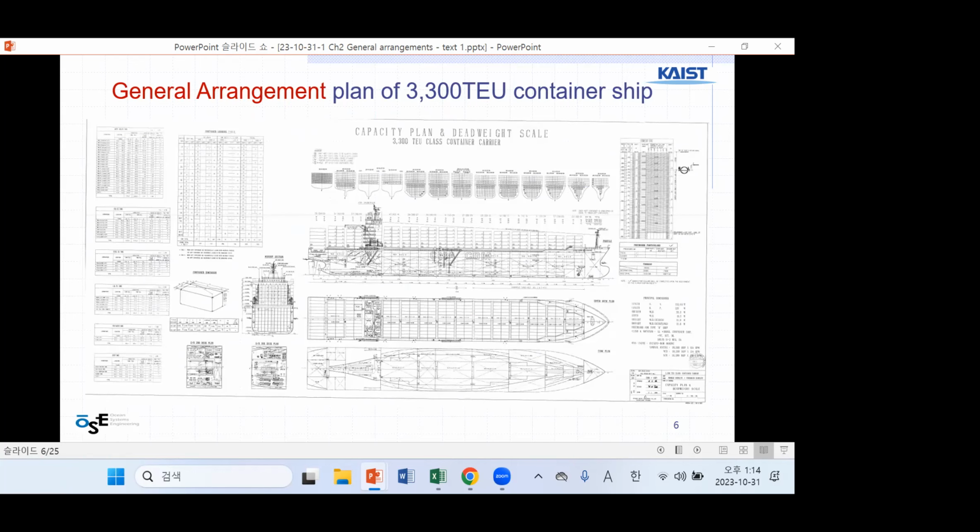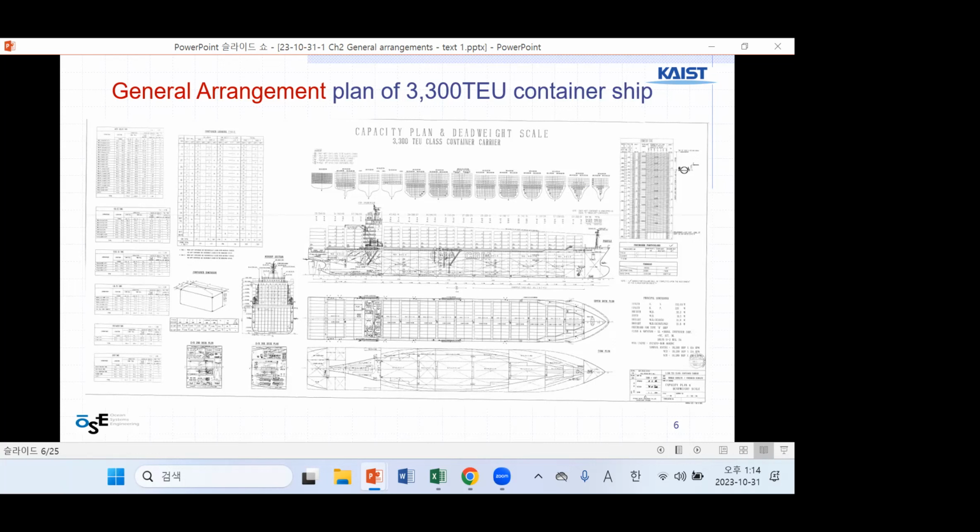Okay, this is a container ship, a general arrangement sample drawing of a real ship, 3,300 TEU. You know what TEU is now, right? What does T mean? Good. 20. 20 feet. The other one is FEU. What is it? It's different.